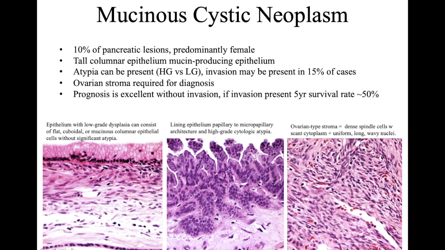Look how different these nuclei look versus these. They're all kind of stacked on top of each other, disrespecting each other's boundaries, and clearing out, whereas these are basally oriented. And here is the ovarian type of stroma, very dense, with spindly cells, scant cytoplasm, and uniform long wavy nuclei.